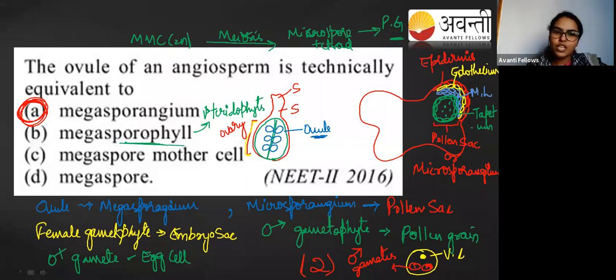Okay, so megaspore mother cell is nothing but the parent cell which is diploid, which will give rise to the megaspore, and from that one functional megaspore we get the embryo sac. From that embryo sac we get the egg cell. So these are all the wrong options. Megaspore is actually the structure from which we get the female gamete. Okay guys, so this is about the question.